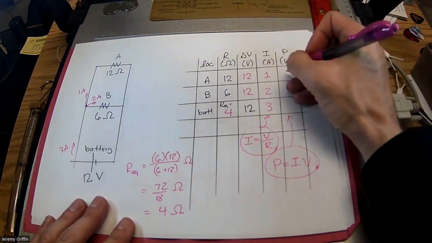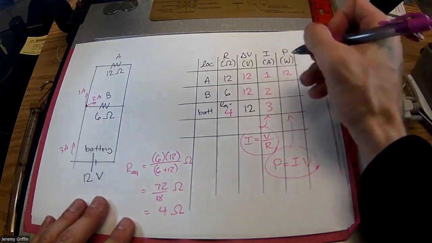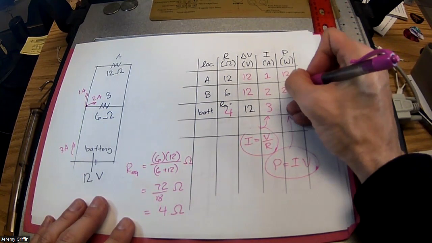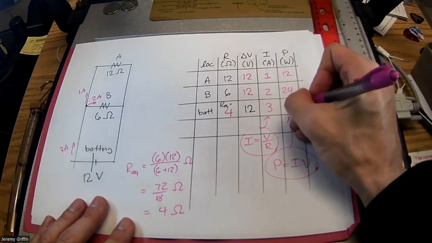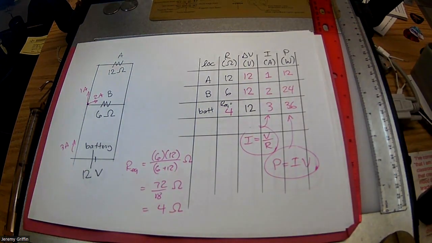So 1 amp times 12 volts, that's 12 watts demanded there. 2 amps times 12 volts, that's 24 watts demanded there. 3 amps times 12 volts, that's 36 watts demanded there. Okay, now that's from Joule's law perspective, right?